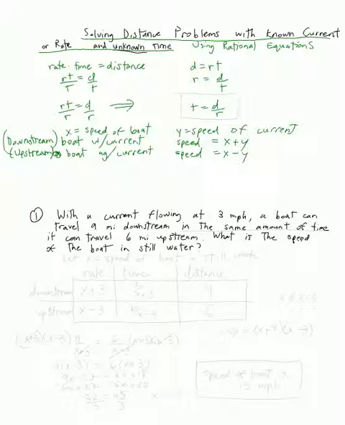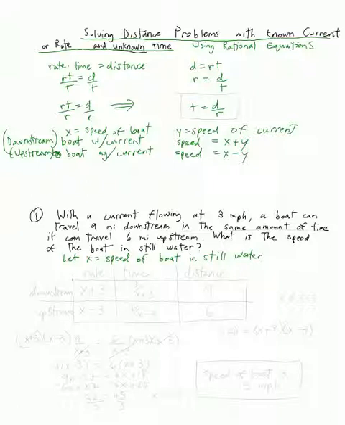Number one. With a current flowing at 3 miles per hour, a boat can travel 9 miles downstream. In the same amount of time, it can travel 6 miles upstream. What is the speed of the boat in still water? Okay, so we're looking for the speed of the boat. So let's let x equal the speed of the boat in still water.